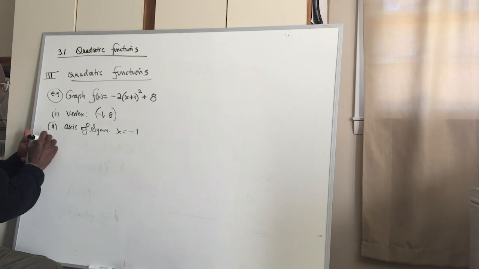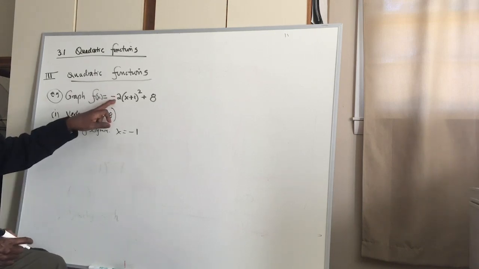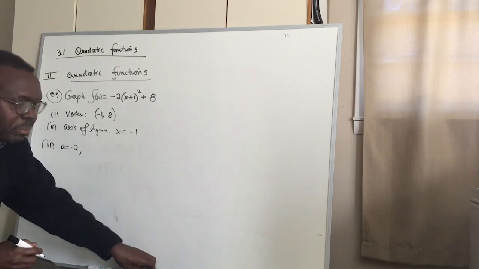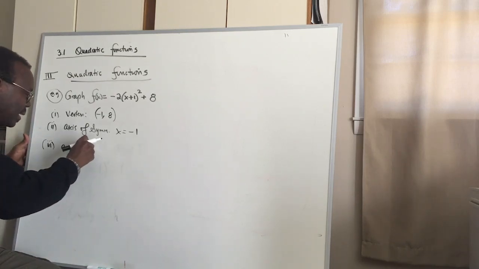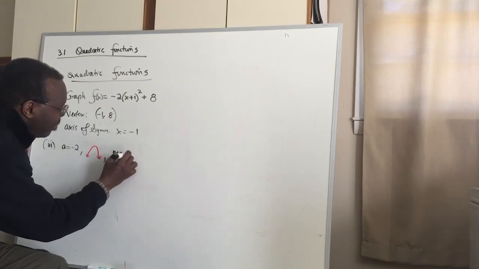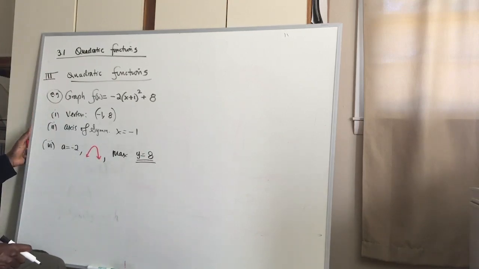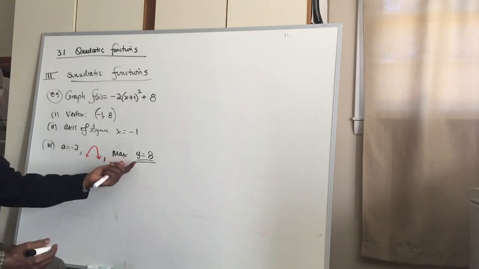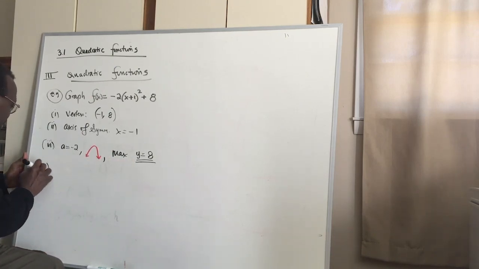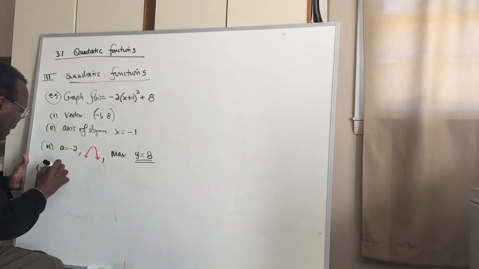Step number 3. The leading coefficient is negative. A is negative. That means the parabola opens downwards. That means it has a maximum, and the maximum is the y value of the vertex. From there, it says there's a maximum, there's no minimum. That's obvious. The fourth part of this is to find the y-intercept.